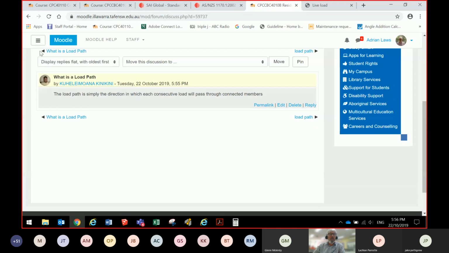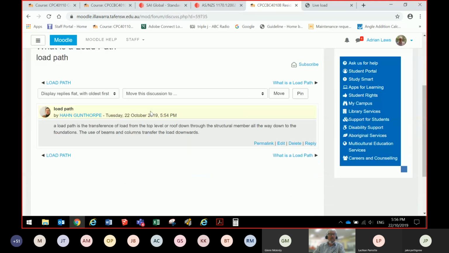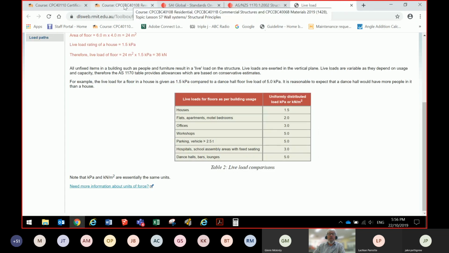It's going to be the direction in which each consecutive load passes through the connected members. Very good. On here, load path is a transference of load from the top level or roof down through the structural members all the way down to the foundations. The use of beams, that's real good. So that's great. You can keep on popping things in there as we go. That's real good what you've got in there, and that's great.